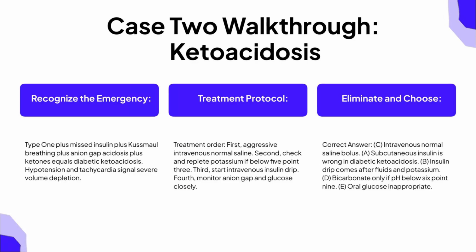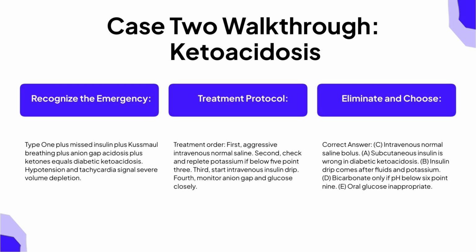Let us break this down. The diagnosis is straightforward. This is diabetic ketoacidosis. But the question is specifically asking about the most important initial step. This is a management priority question, and the board loves these. Here is the critical teaching point. In diabetic ketoacidosis, fluids come first, not insulin. The patient is profoundly dehydrated, often with a fluid deficit of 5 to 10 liters.